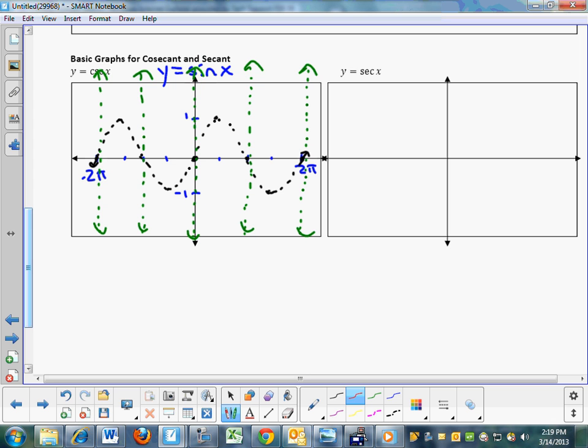Watch what we did. We're just going to take each point and take the reciprocal of it, okay? So this spot is 0. What's the inverse of 0? Undefined. That's why I have an asymptote there. Look at this point right here. What's the height of the function right here? 1. What's the reciprocal of 1? 1. Good. If you have 1 over 1 and flip it upside down, we get 1 over 1.